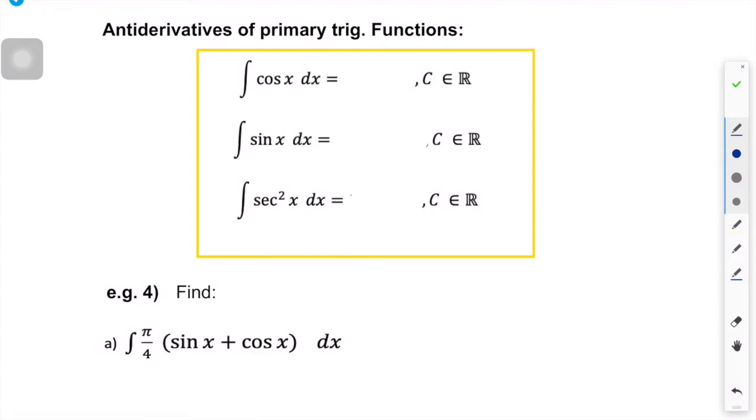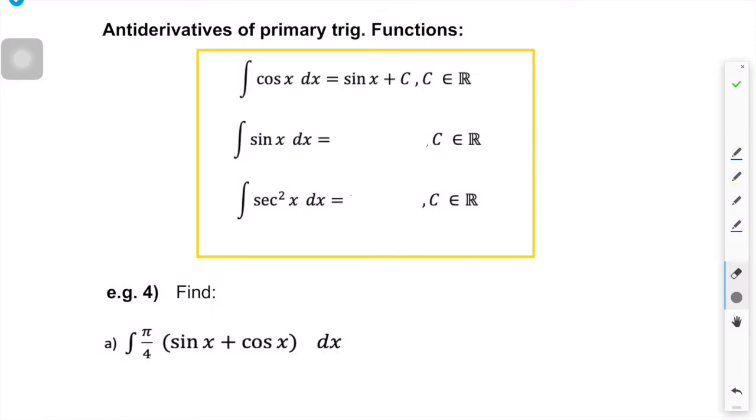Okay, let's consider the antiderivatives of primary trig functions. So once again, we're thinking backwards. What do you think the derivative of cosine x dx would be? So when you take the derivative of this function, you get positive cosine x. That's right, it's sine x plus c. Next, when you take the derivative of this function, you will get positive sine x.